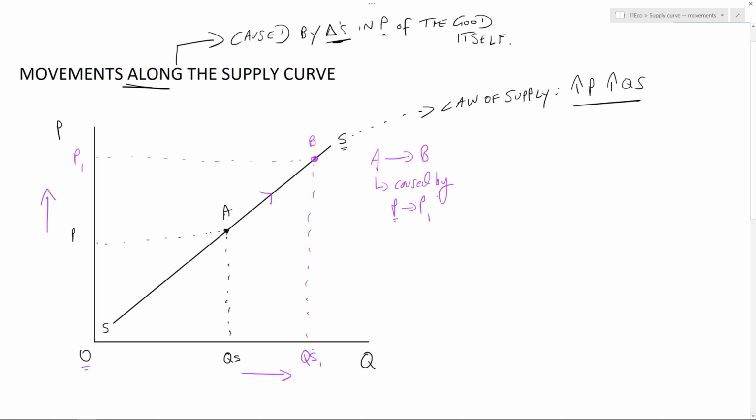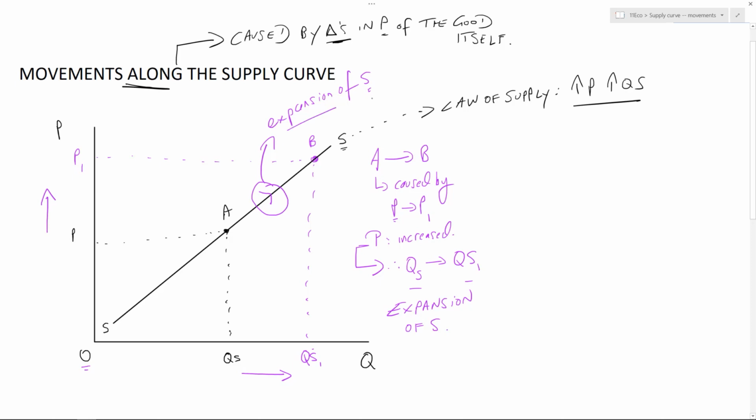So what we can say is that price has increased. Okay, so that's the first movement. That's our starting point. And what we say then is that, okay, price has increased, and therefore what we've seen is that QS goes to QS1, that the level of supply is higher. But this is not an increase. That will be perhaps where it could be a bit tricky. This type of growth in supply is what's known as an expansion of supply. So this movement here, this growth from A to B, is an expansion of supply.